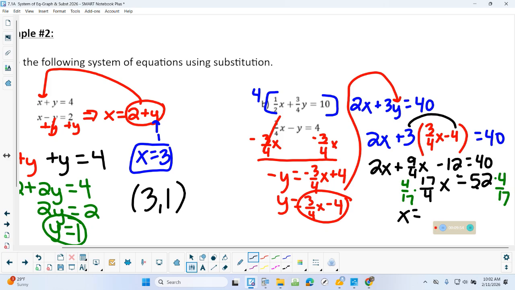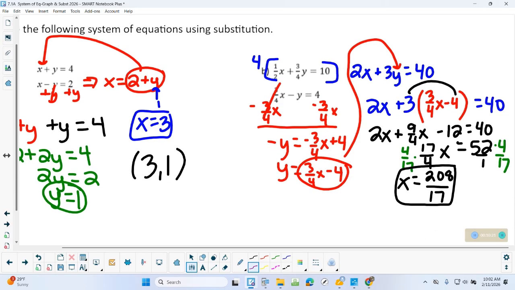Okay, remember the 52 is over 1, of course. Now this, I mean, this just comes out bad. I'm not gonna lie to you. So 52 times 4 is 208. Whew, okay. And of course, 1 times 17. And unfortunately, that does not reduce. That is our answer for X. Whew. We still have to get Y.